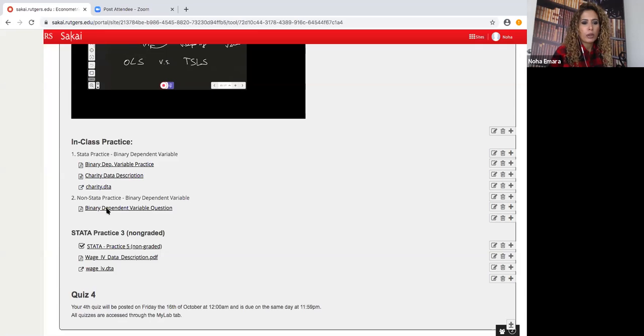The non-Stata part is a question, again, about the binary dependent variable. It's a PDF file here. After we're done answering the question, I will be posting the solutions for you, the do file here and the solution PDF here.